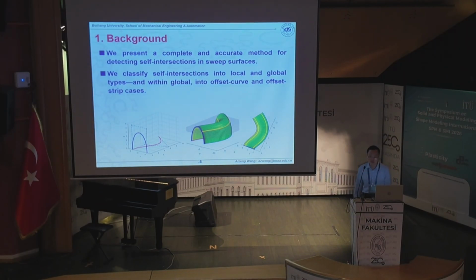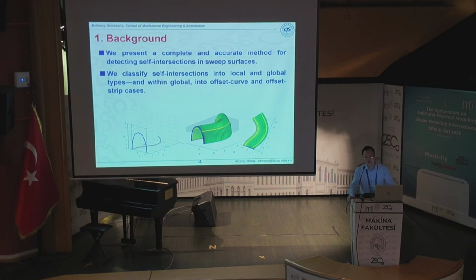To address these issues, we present a complete and accurate method for detecting self-intersections in sweep surfaces generated by sweeping a planar profile along a planar path. We also classify self-intersections into local and global types. For global self-intersections, we further classify them into offset curve and offset surface cases.